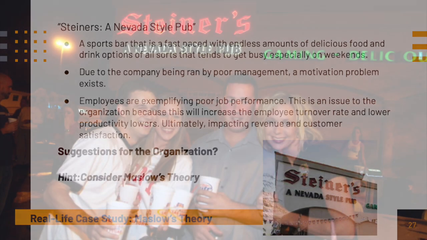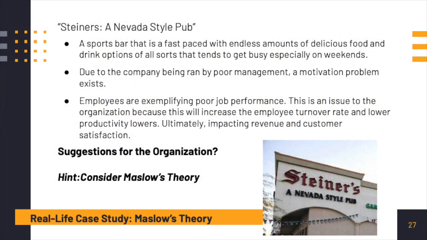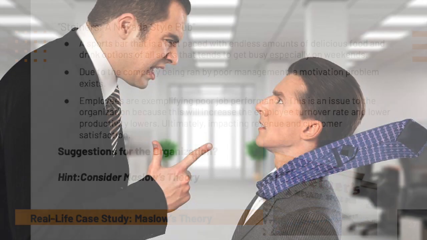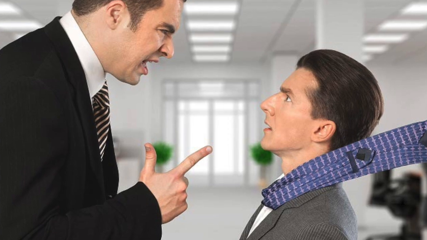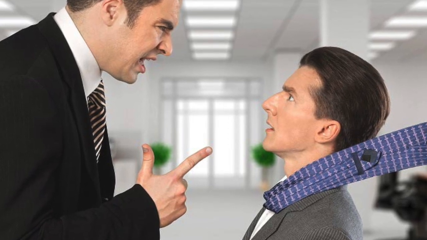Mostly designed to be a sports bar, Steiner's is a fast-paced pub with seemingly endless amounts of delicious food and drink options of all sorts that tends to get pretty busy, especially on weekends. The motivation problem originates from poor job performance influenced by management. Management never truly acknowledges the value of any employees and is often even fairly rude to them.